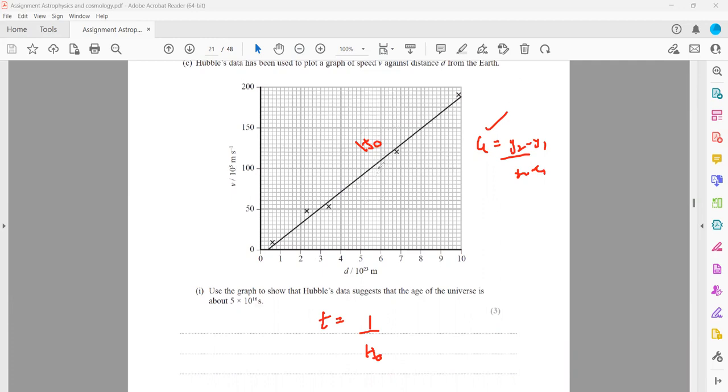And don't forget to substitute the units correctly, like this is 10 power 5. So when you take any point, it should include 10 power 5 with that. And here this is 10 power 23, include that as well. So you will take the gradient, you get the Hubble constant, and take the reciprocal, you'll get the age of the universe from the graph.